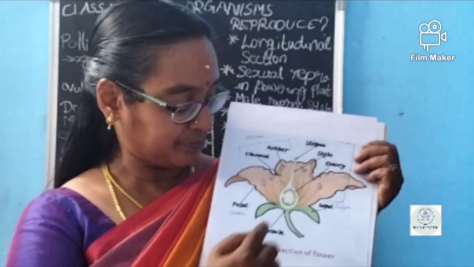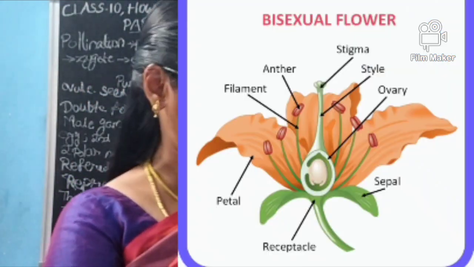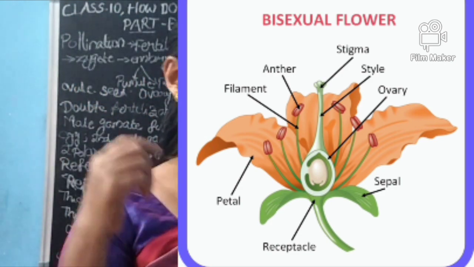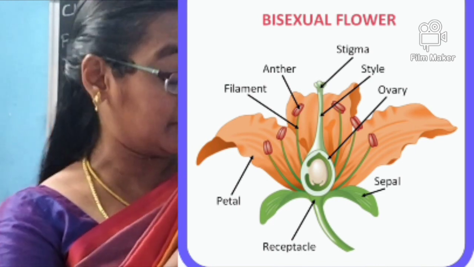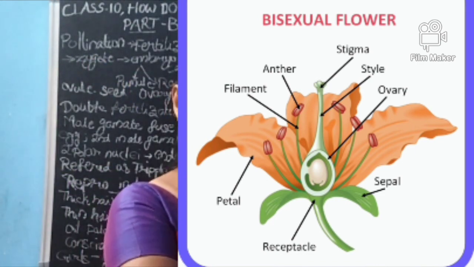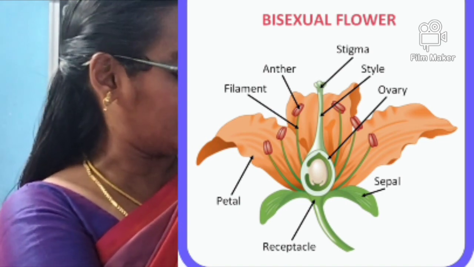We can see the petals. Another name for petal is corolla. They may ask you to draw and label the corolla, but you need not worry, corolla is the petal only. Then the filament, you have seen, right? You know everything. From 6th standard itself you have learned, so no problem for you.